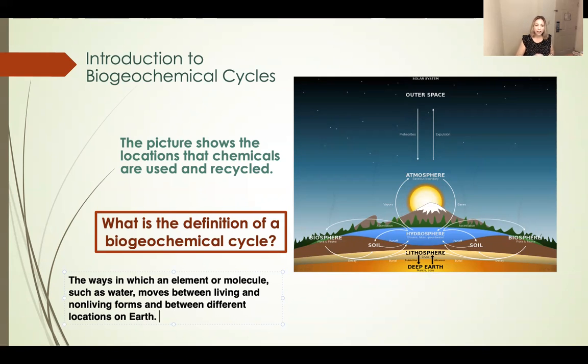Okay, this is not exactly the same as the Khan Academy, but it means the same thing. So the ways in which an element like carbon or nitrogen or a molecule like water moves between living and non-living forms, meaning like organisms versus say the soil, right? And also how it moves between different locations on Earth. For instance, does it go from the atmosphere to the hydrosphere? And so biogeochemical cycles look at this movement around the ecosystem, around different locations on Earth.